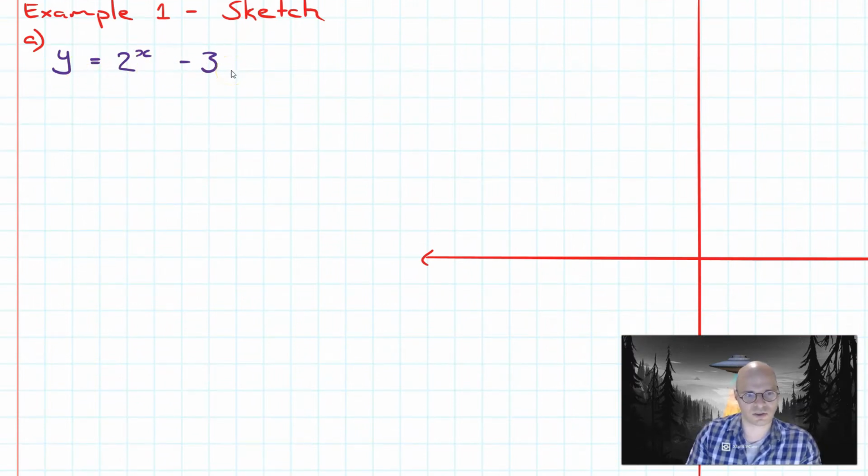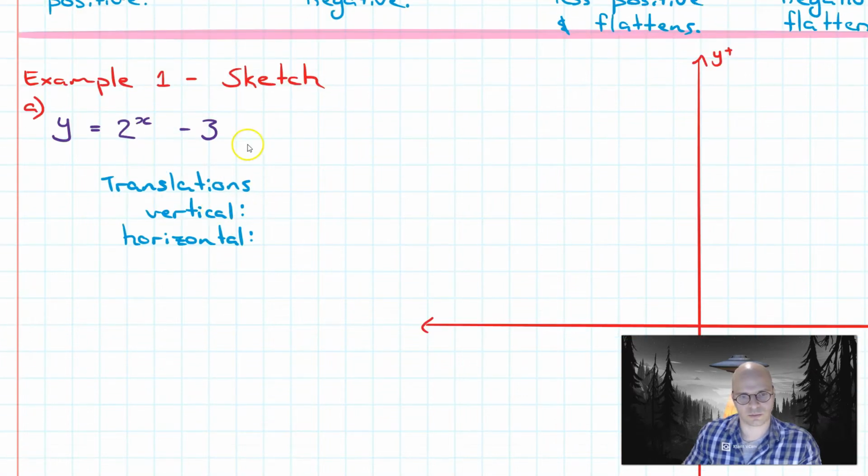First thing I'm going to do here is try and observe any translations that are going on. So I'll write translations, and then I'm going to set up for my vertical. Simply jumping into this, I can see that my vertical translation, characterized by the -3 here, is -3, and my horizontal is at 0, because usually I'd expect to see x minus something, x minus c.